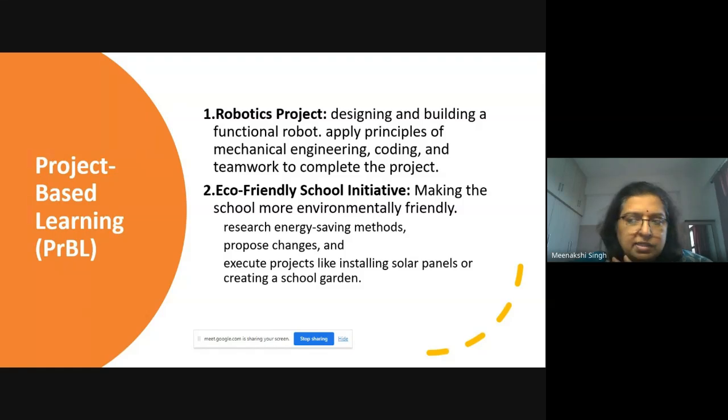So we can just recap the three broad methods. The first one, and the best one to me, is the problem based learning, where the main core, or the seed, is the problem.